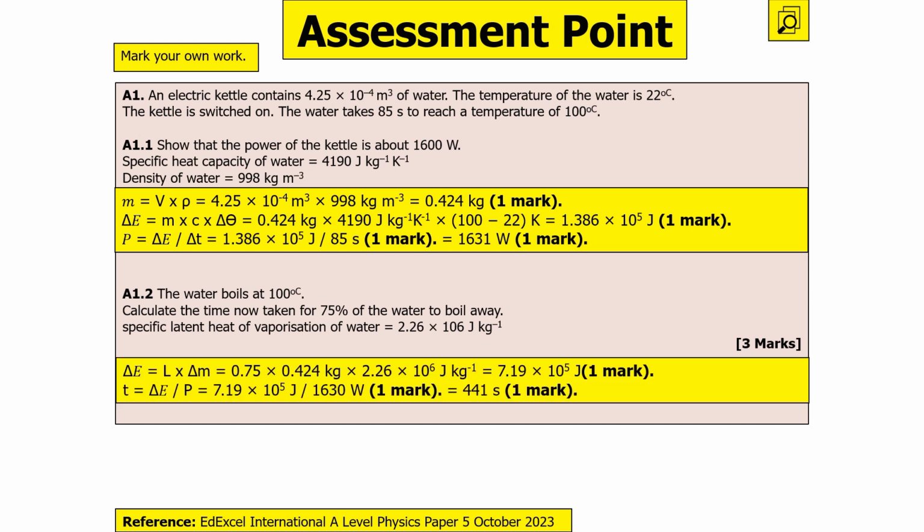In this next one, because we're boiling, we're changing state. So now we say the change in energy is equal to the change in mass times by the latent heat capacity. So you pop in all the values and you get energy to be equal to 7.19 times 10 to 5 joules. Now again, you can remember that it's taking the time for 75% of the water to boil away. So we can work it through that way because we've taken 75% of the water from the previous question. So we've done 0.75 times by 0.424. Now time is the change in energy over the power, so you pop it all through and you get 441 seconds.